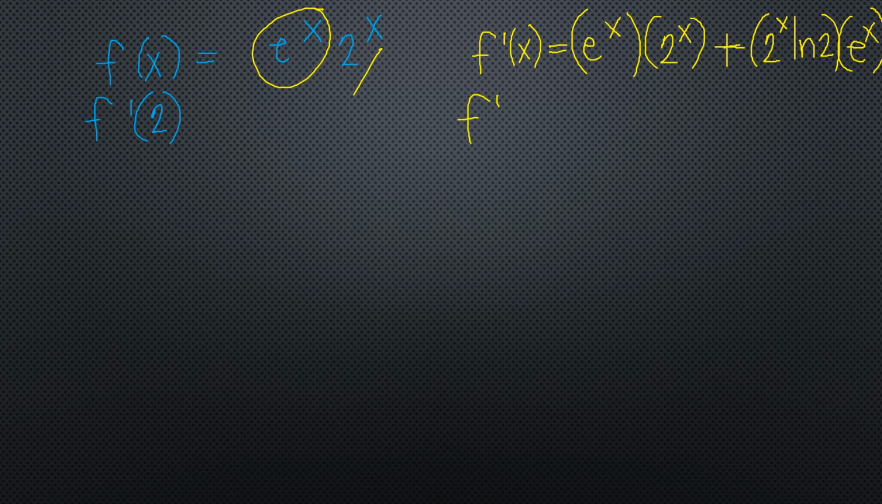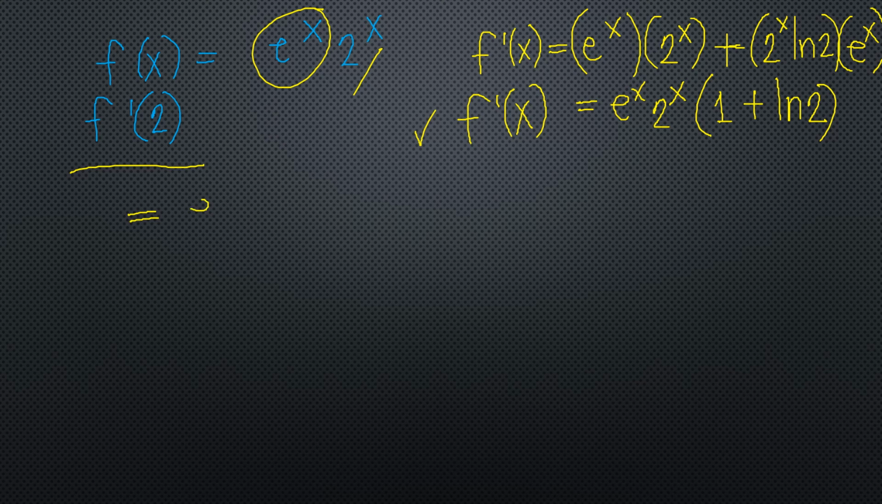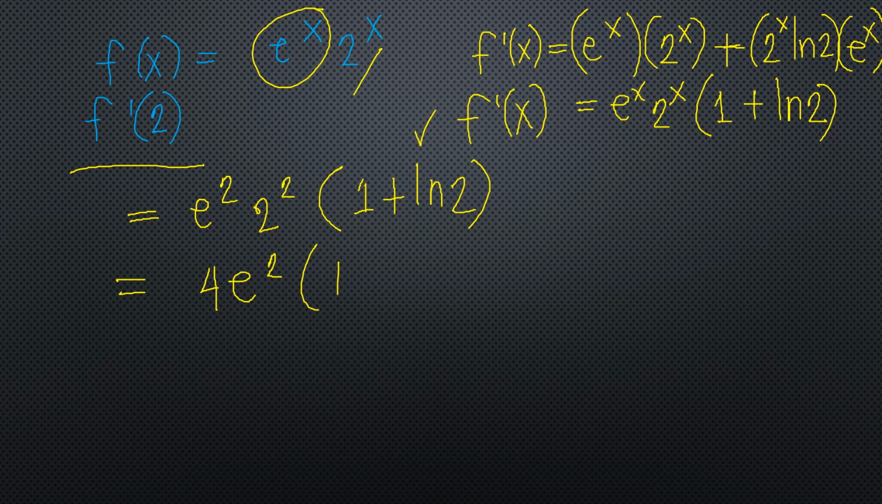So we have f prime of x is equal to e raised to x times 2 raised to x times 1 plus ln of 2. So this will be the derivative. Now to solve for f prime of 2, just simply substitute x equal to 2. So that will now be e raised to 2, 2 raised to 2 times 1 plus ln of 2. So the answer is 4e squared times 1 plus ln of 2. This is the final answer.